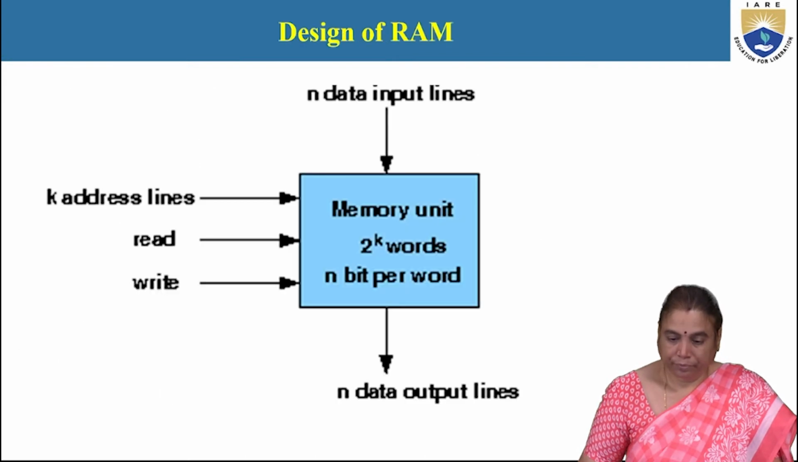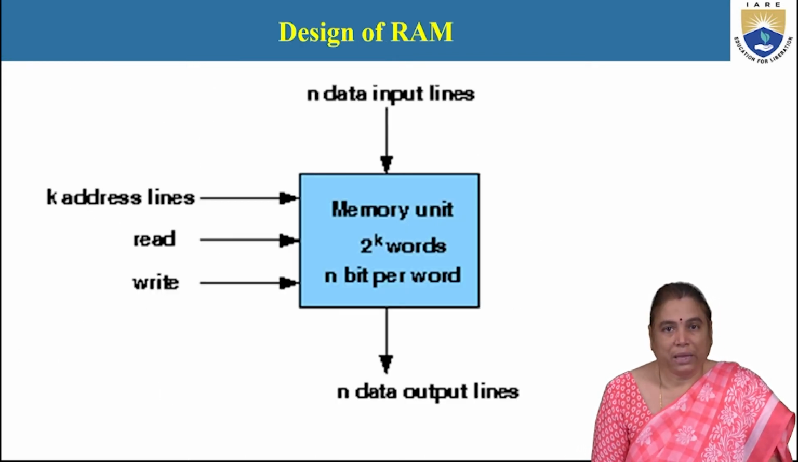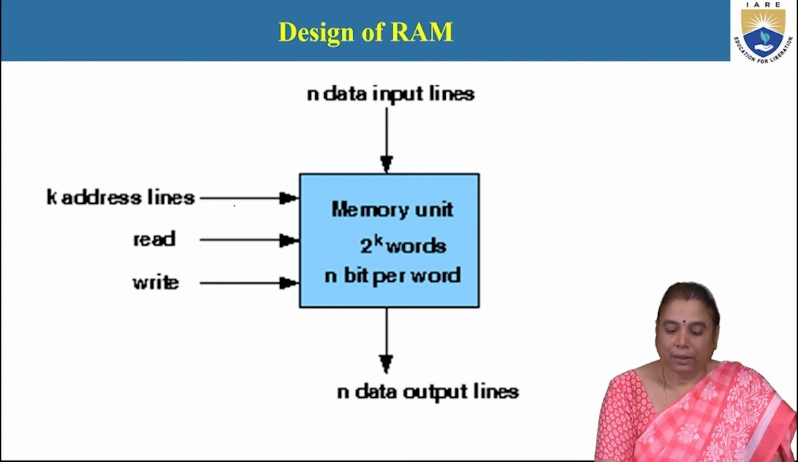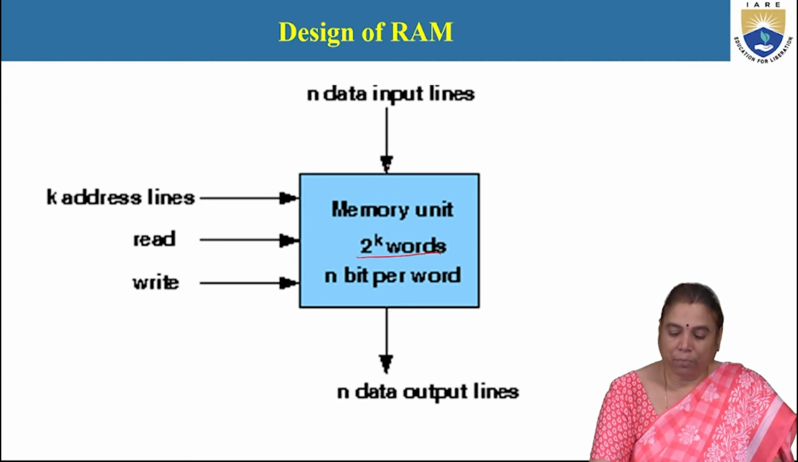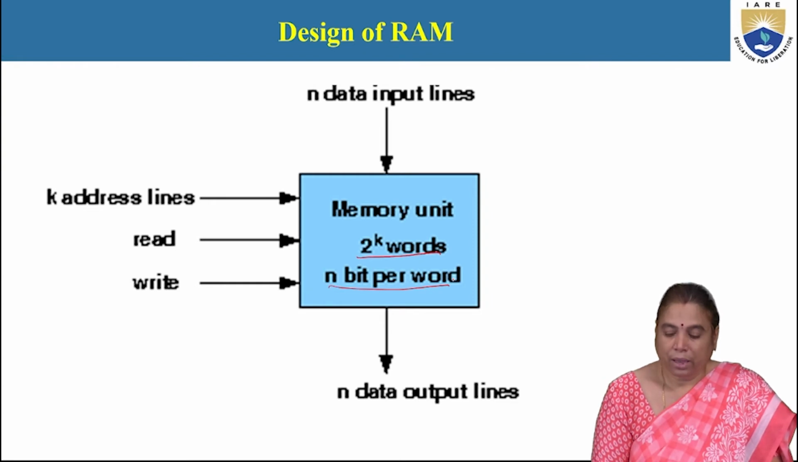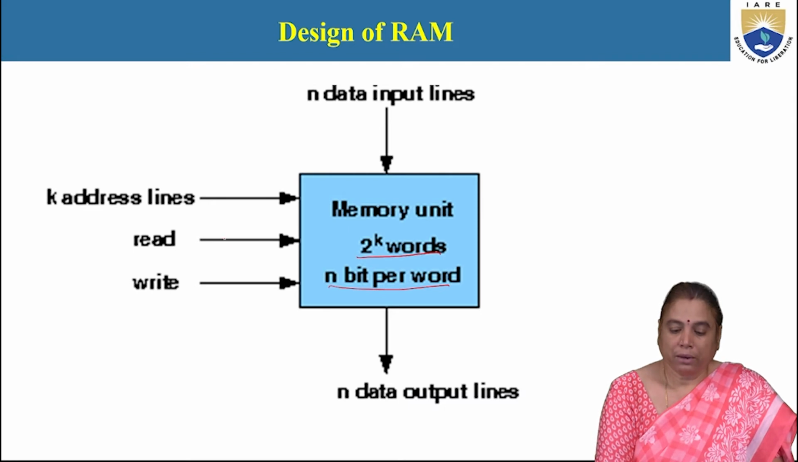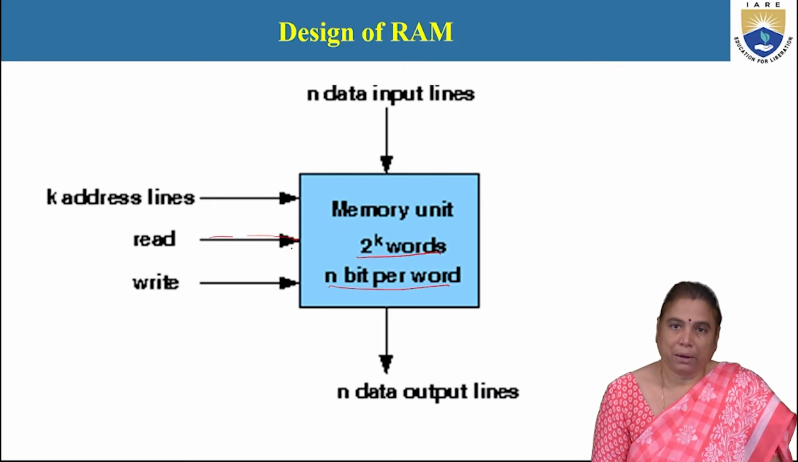How can the RAM chip be designed? Here k address lines can be connected, so 2 power k is the address space, and n data input lines, so the word length is n bits per word, and n data output lines can be taken from the RAM. Two operations are permitted on the RAM, read and write.